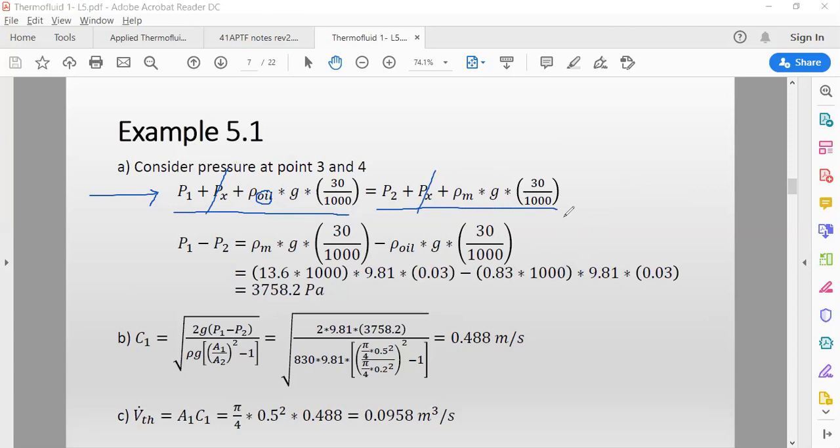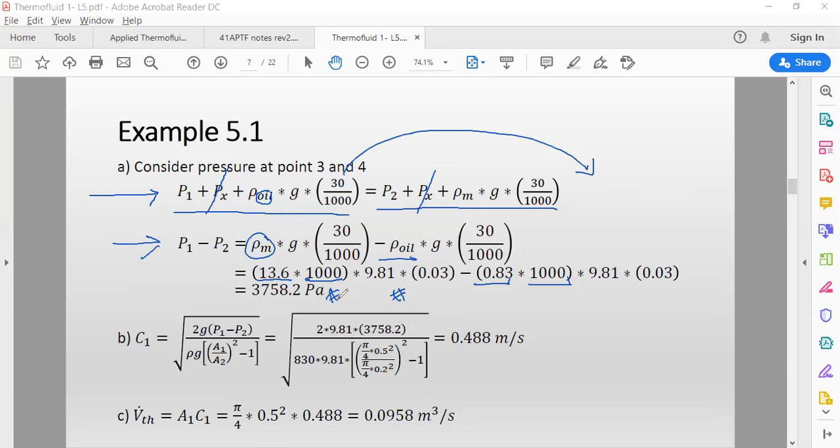So we rearrange, we bring the P1 and the P2 to one side, because remember what we want to do is to find out P1 minus P2. So this term will go to the other side. Plug in the values and we can calculate. Take note, the density of mercury is the specific gravity times 1000, so 13.6 times 1000. Density of oil is the specific gravity of oil times 1000. So you'll get this value here. P1 minus P2 from the manometer is 3758.2 Pascal.